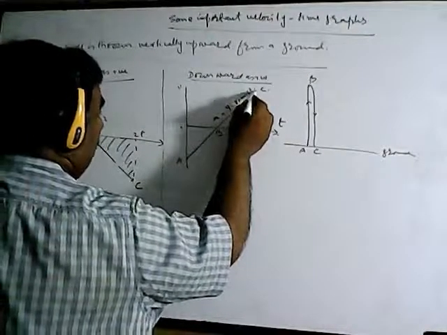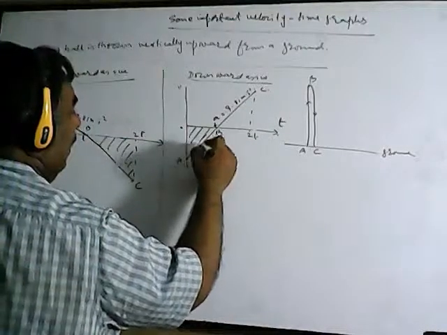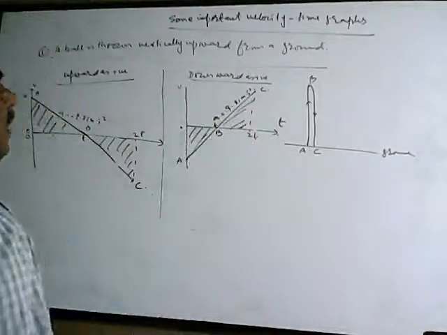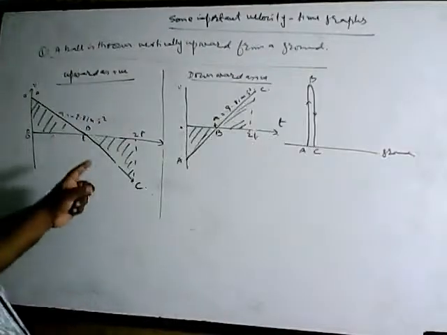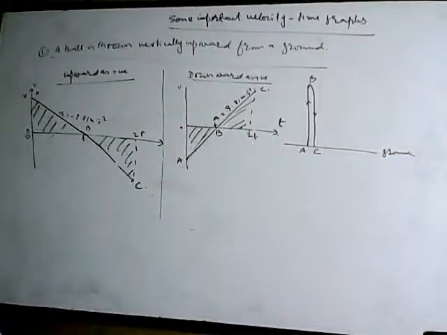Now, if this is T, this must be 2T. This area and this area must be the same, because this is actually the distance covered, the maximum displacement covered by the body. This is when the ball is thrown vertically upward from a ground.